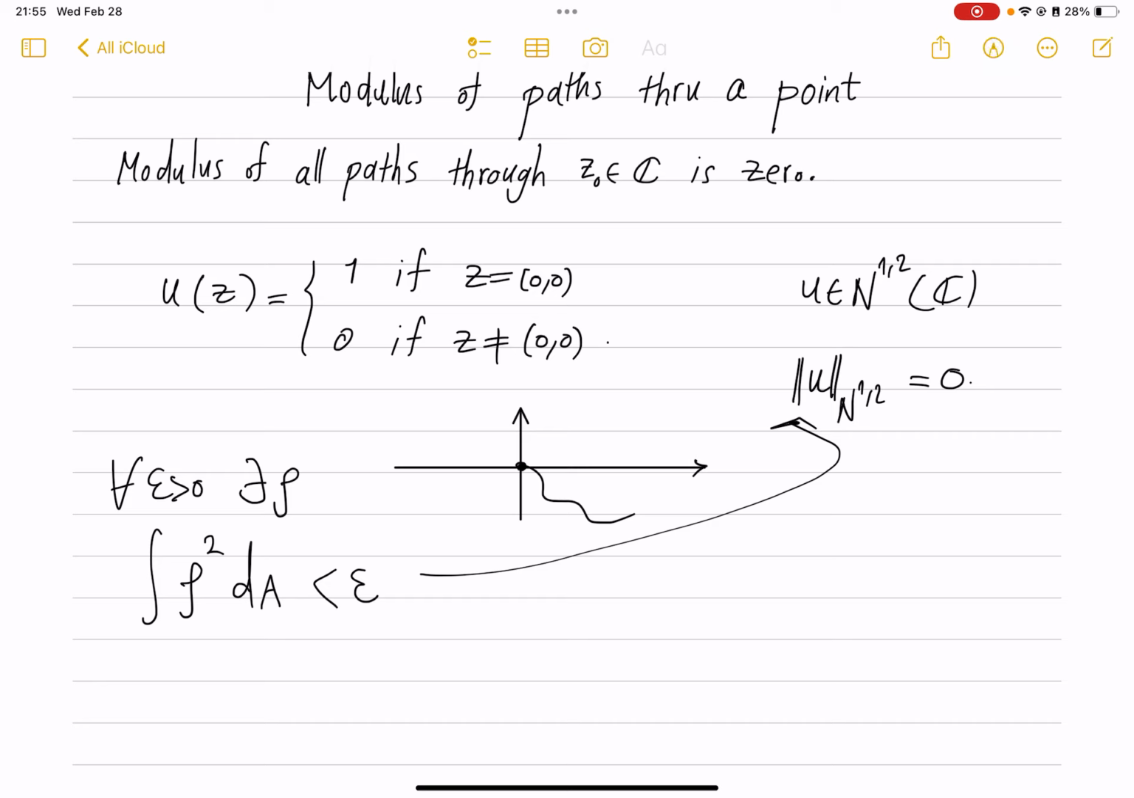And we did do that by giving explicit constructions for the function rho. Go back to that video and check. I'll make sure I add it to the description.